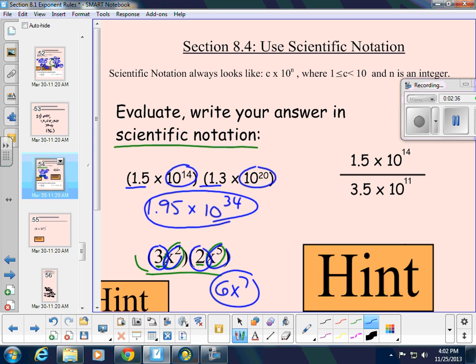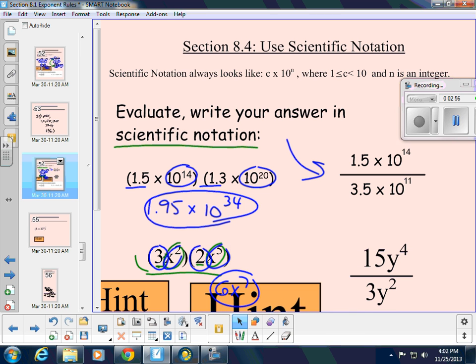I'm going to show, with this next example, that sometimes we have to be aware of what we get for an answer when we're dealing with numbers in scientific notation. Certain things can happen, and we might have to change our answer a little to make sure we have it in the correct scientific notation. This next example is 1.5 times 10 to the 14th over 3.5 times 10 to the 11th. The hint is that it's like problems we've done earlier in this chapter: 15y to the 4th divided by 3y squared.